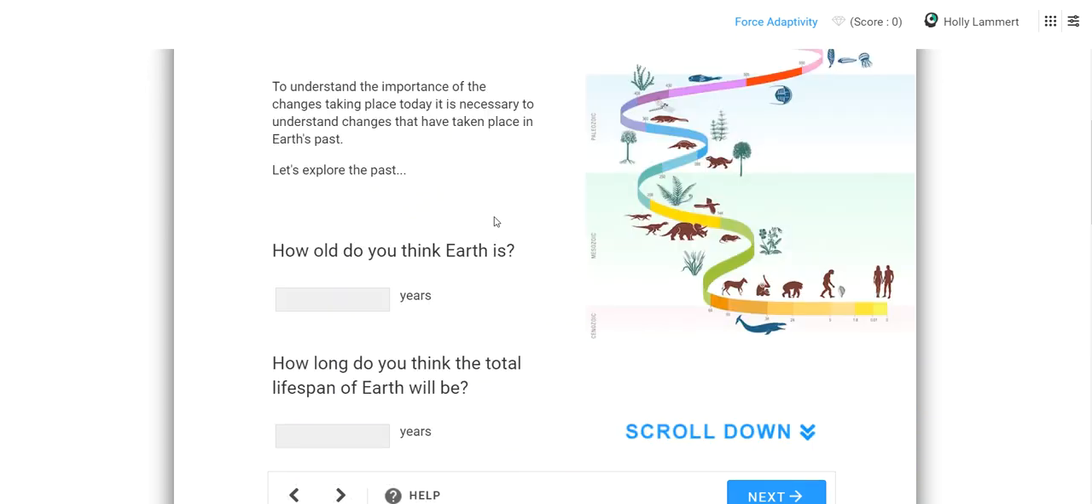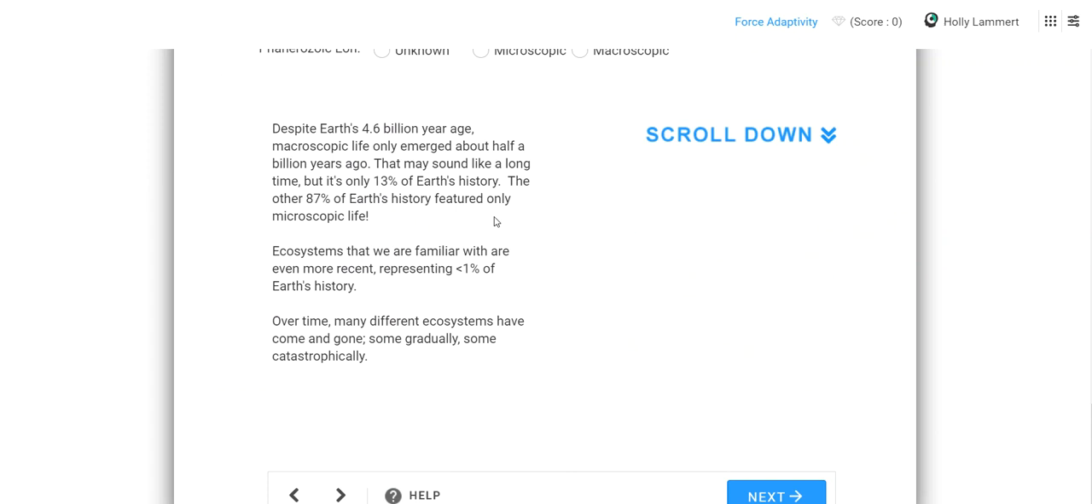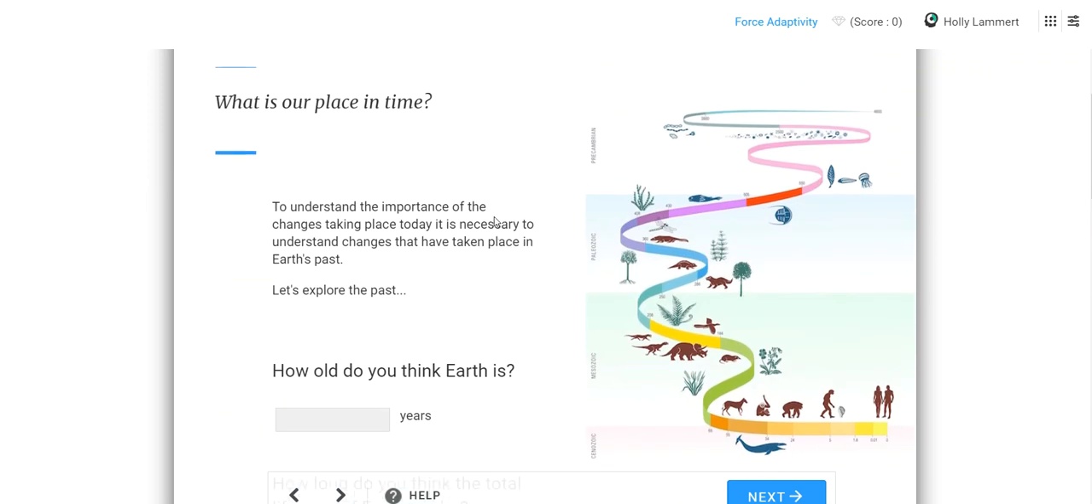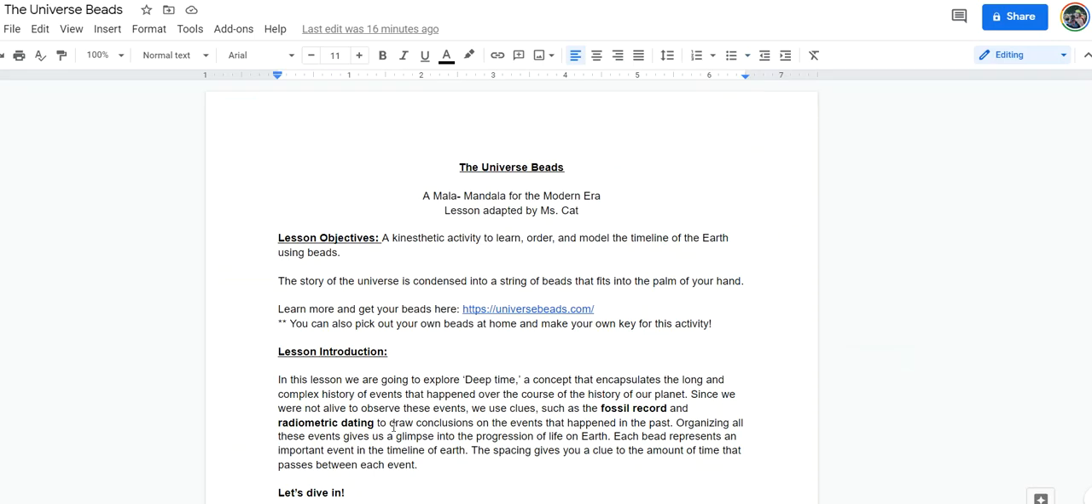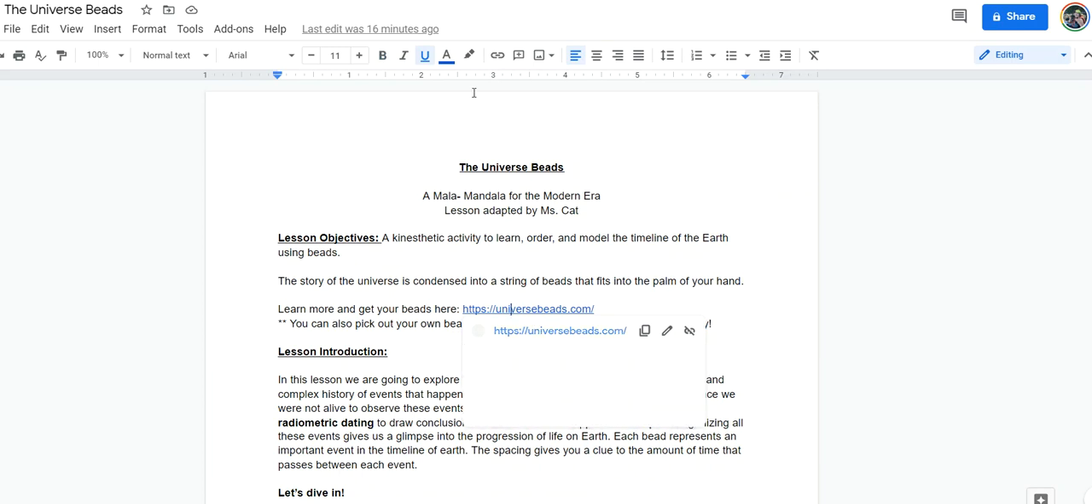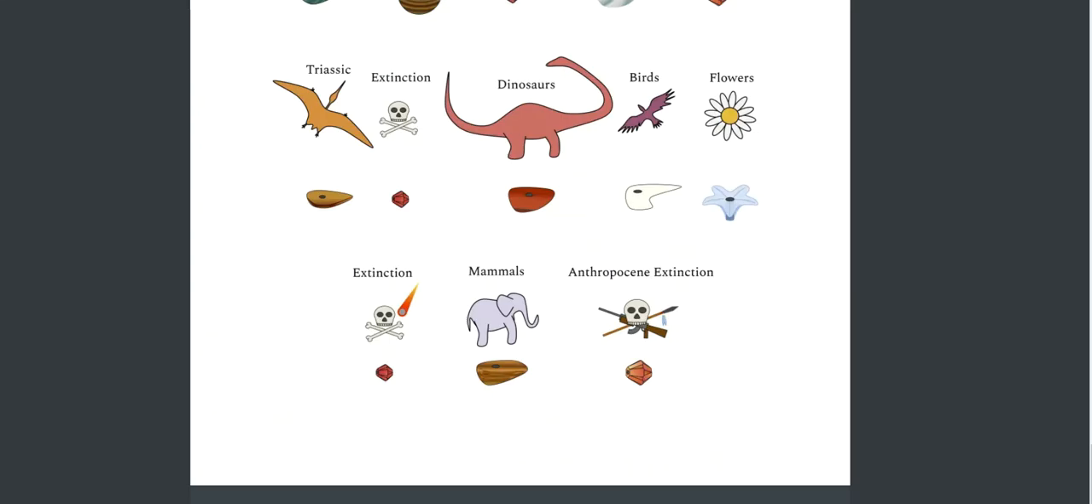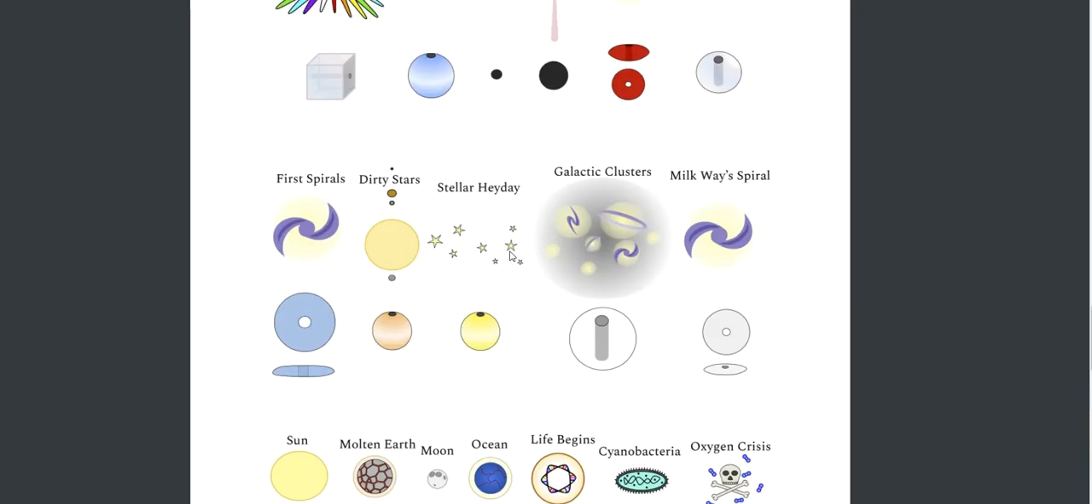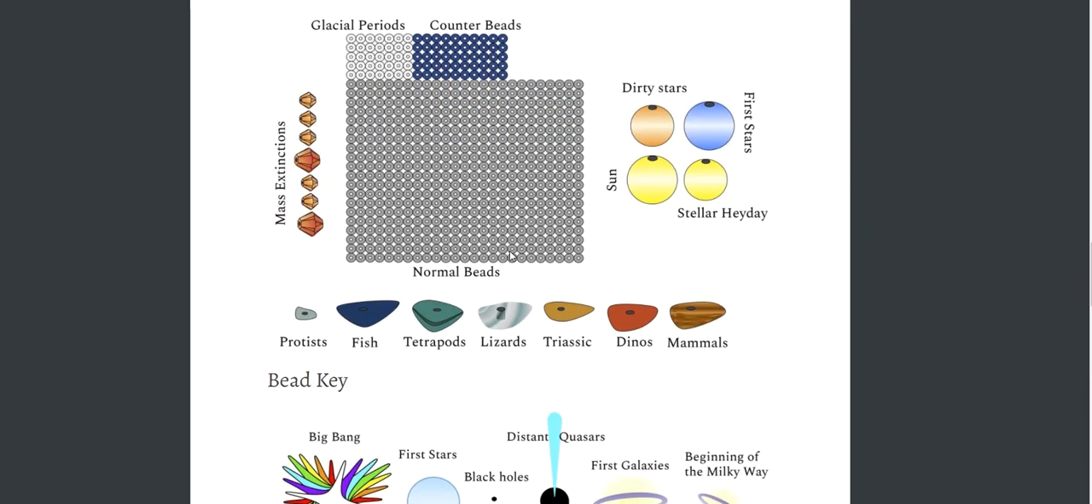All right, so if you're really interested in this topic, figuring out the deep time of Earth, and you want some extra credit, I suggest you do this lesson, and I'll post it here soon, but it's called The Universe Beads. It's a mala mandala for the modern era. I adapted this lesson for you, but it comes from this website called Universe Beads, and they're these really super neat beads. I'll show them to you soon, but they look kind of like this.